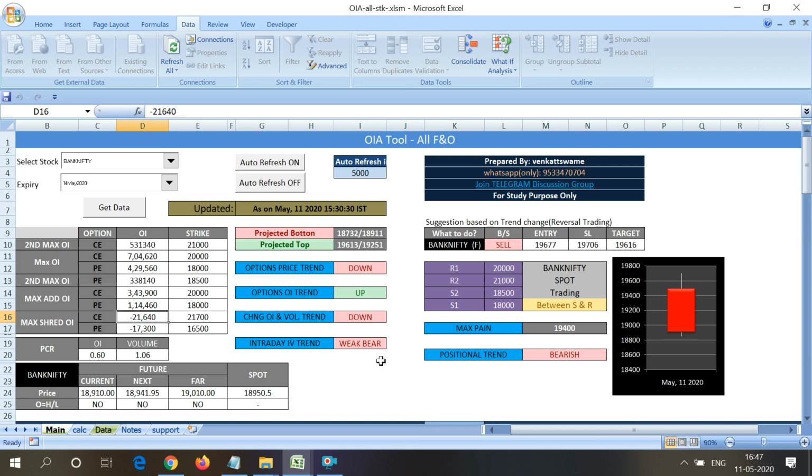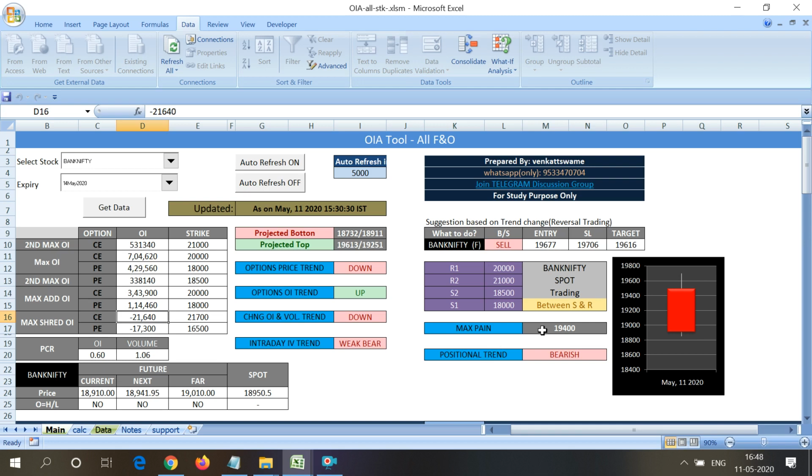And the intraday trend of a particular stock according to implied volatility, IV, it will show four types of trends. Means if it is bear, it is strong bear or weak bear. And if it is bull side, it will show you weak bull or strong bull. And here it is maximum pain for a particular stock.